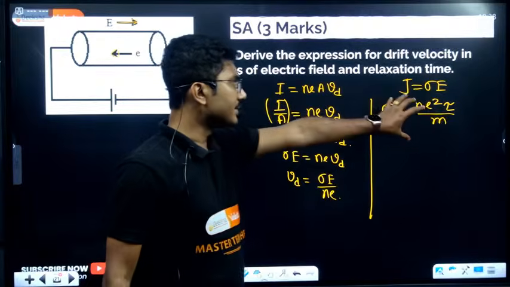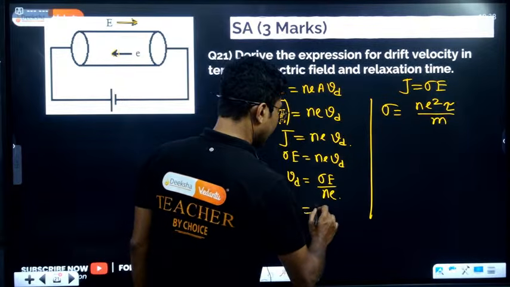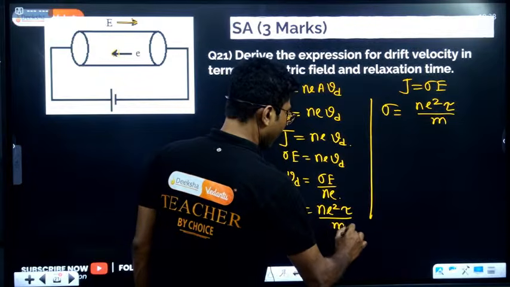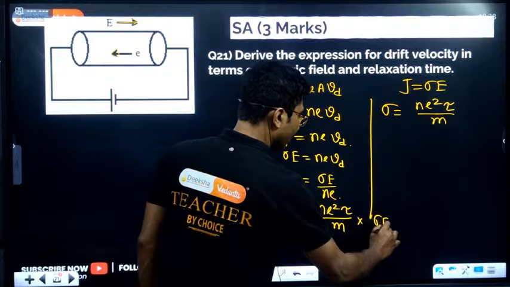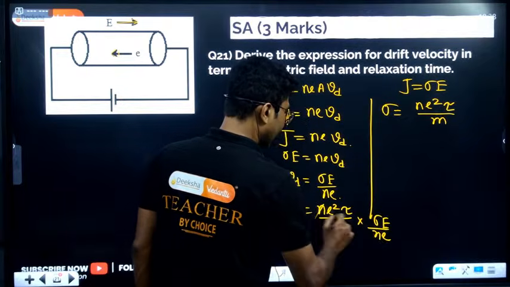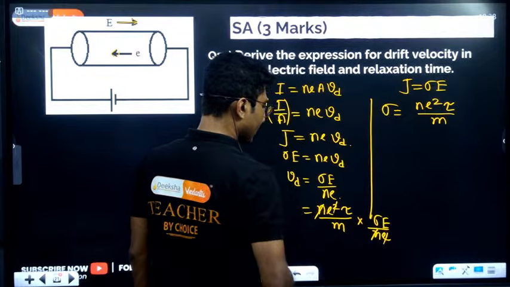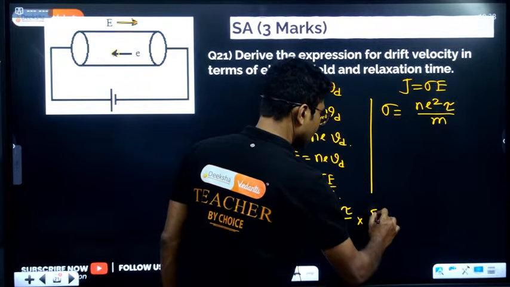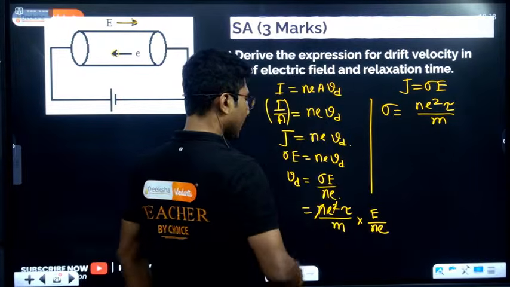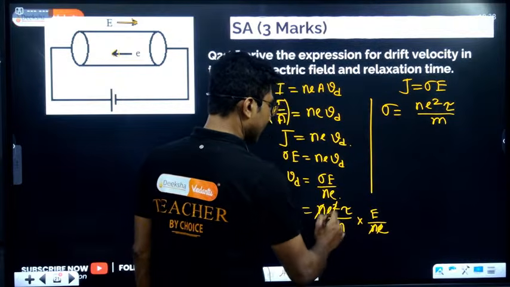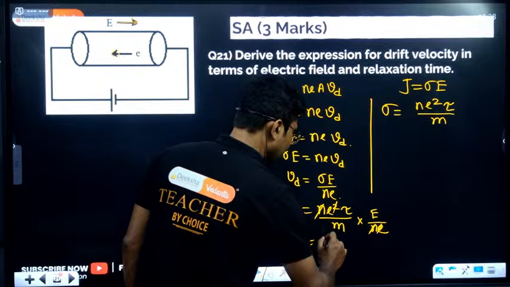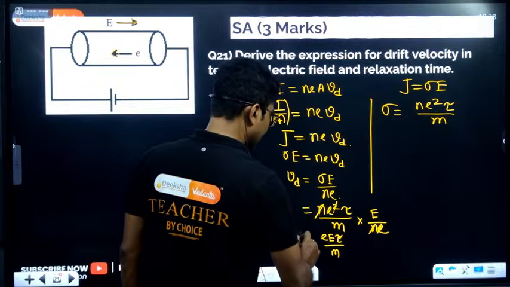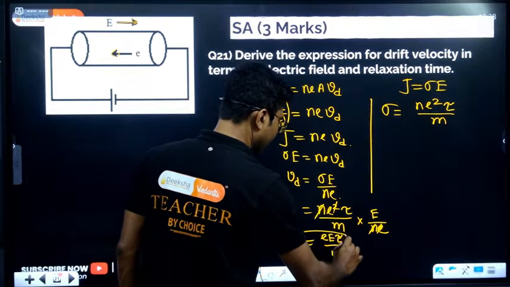And if you substitute this over here, you will get N E square tau upon M into sigma E upon NE. Obviously, N cancels, one of the E will be cancelled, and sorry, we have substituted sigma, right? So E upon NE. Okay, N cancels, one of the E gets cancelled, and you get small e capital E tau upon M. So this is the expression for drift velocity in terms of electric field and relaxation time.